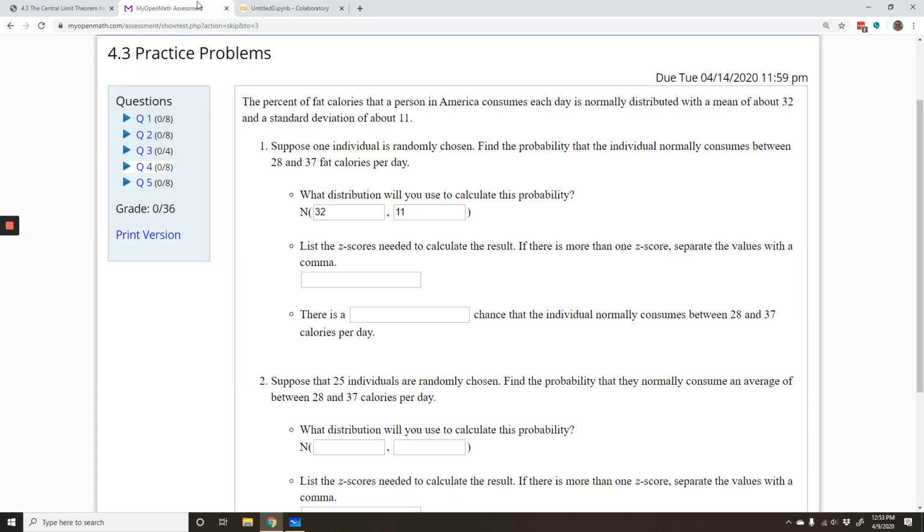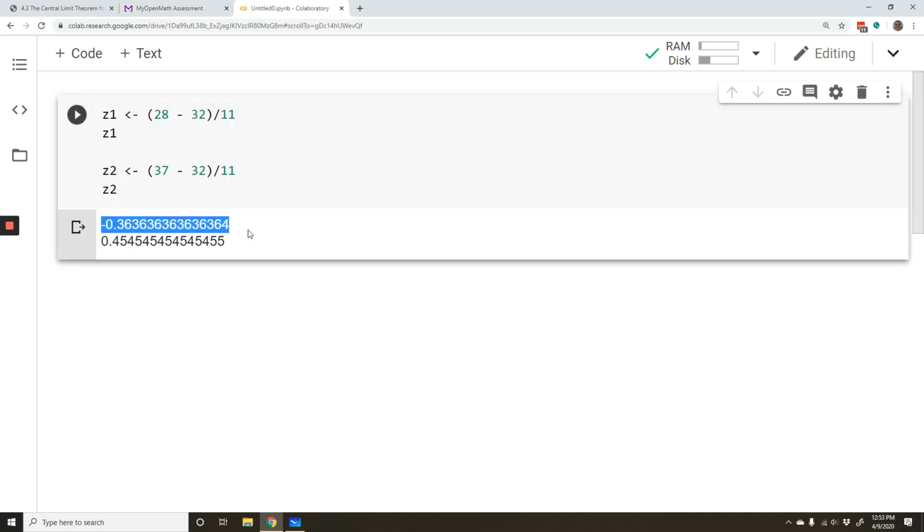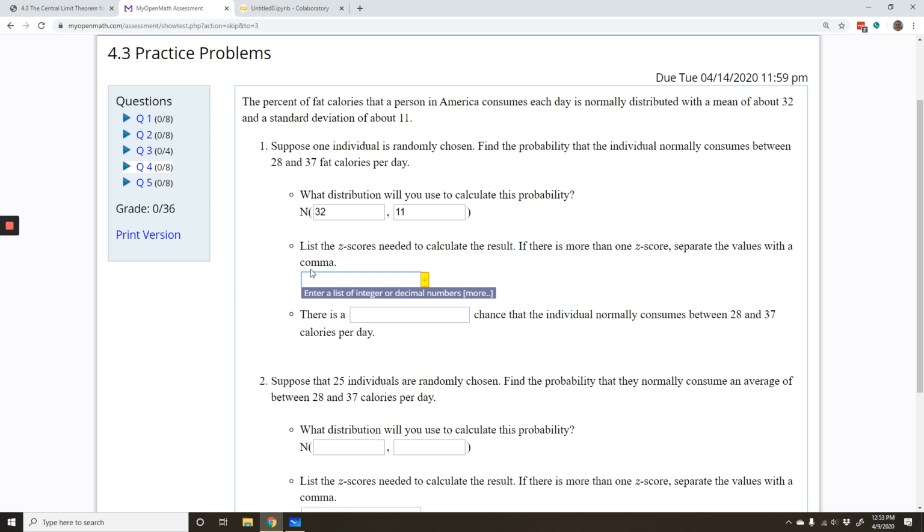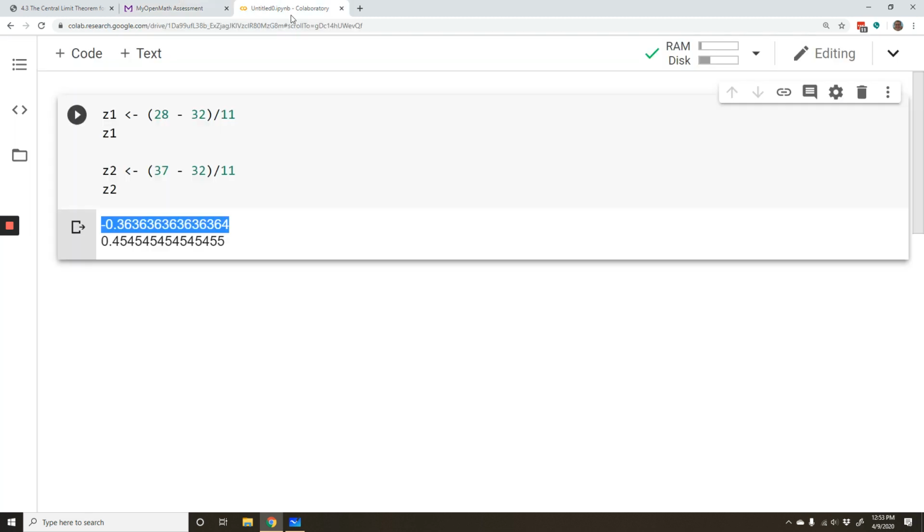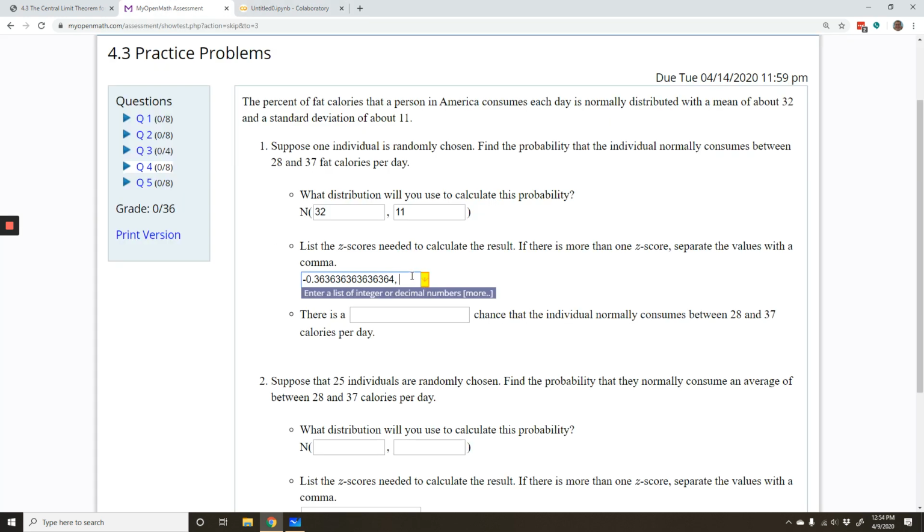So in my open math, list the z-scores needed to calculate the result. That's what we put in here. So we have our first z-score, comma, our second z-score, since we have two z-scores here. Okay? So I got them both in there.